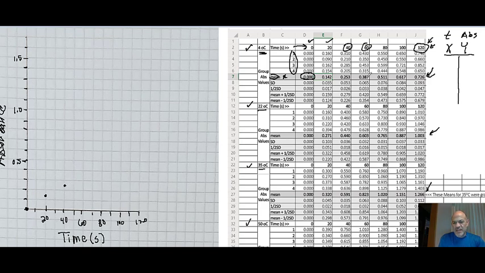And then at 60 seconds is 0.387. We're going to go ahead and round that to 0.39. 0.1, 0.2, 0.3, 0.4, 0.39 is right by the 0.4. And you start to see a pattern here, that the amount of absorbance is increasing at a regular rate.